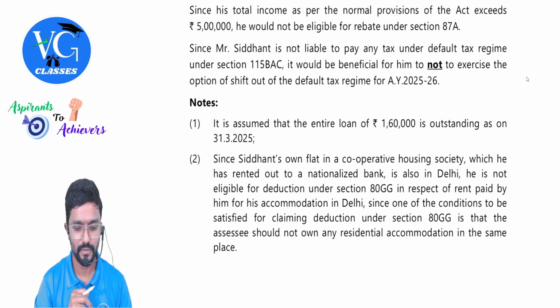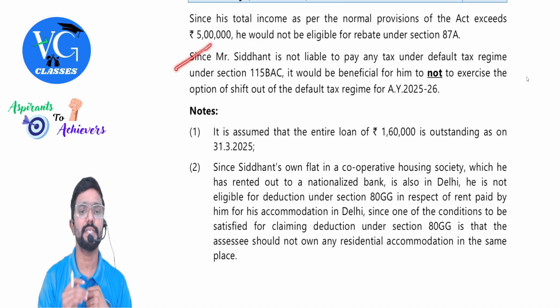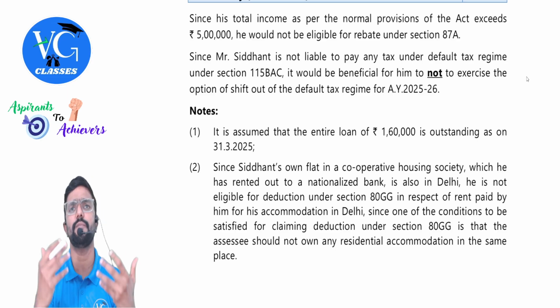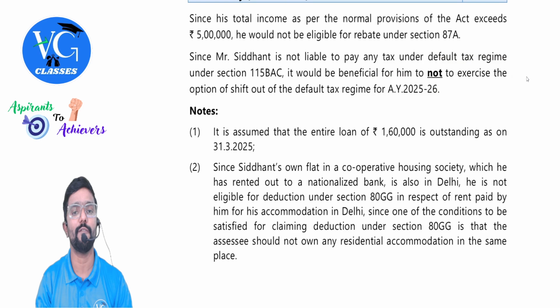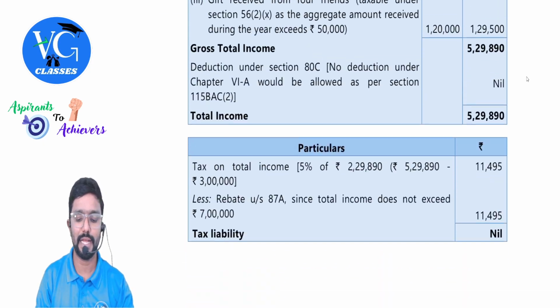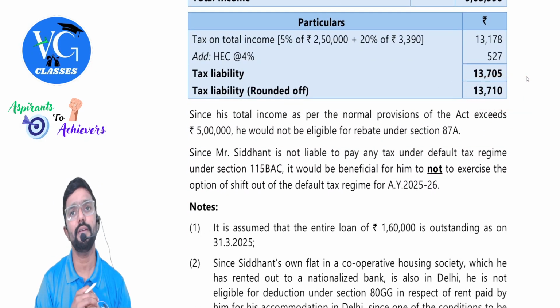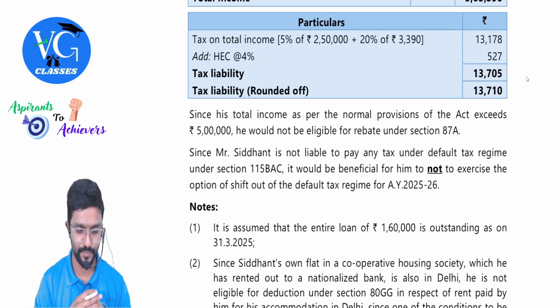Oh, they have given some notes also. We will see. Since his total income as per the normal provisions of the Act exceeds 5 lakh, he would not be eligible for rebate under section 87A under the optional scheme. Since Mr. Siddhant is not liable to pay tax under the default tax regime under section 115BAC, which is beneficial, it would be beneficial for him not to exercise the option to shift out of the default tax regime. Which is beneficial to follow? Default. Why is that? Because the tax liability is nil, whereas here it is positive, 13,710. So which is beneficial means whichever has lower tax, that is the default tax regime.